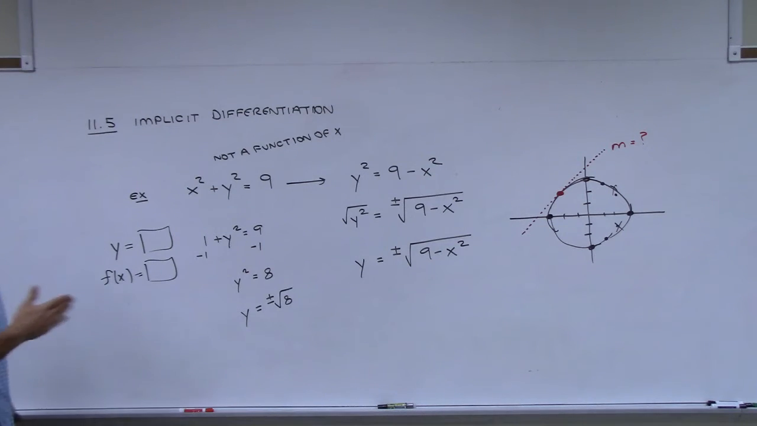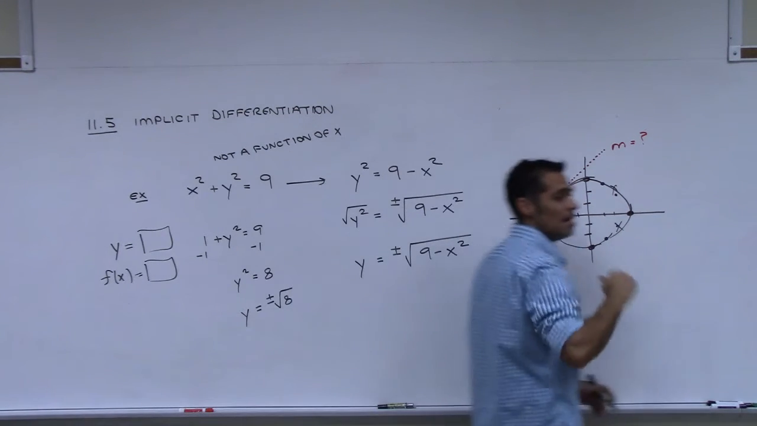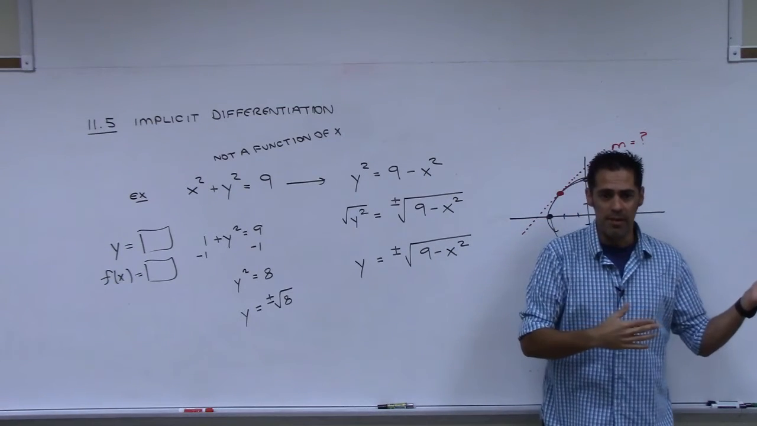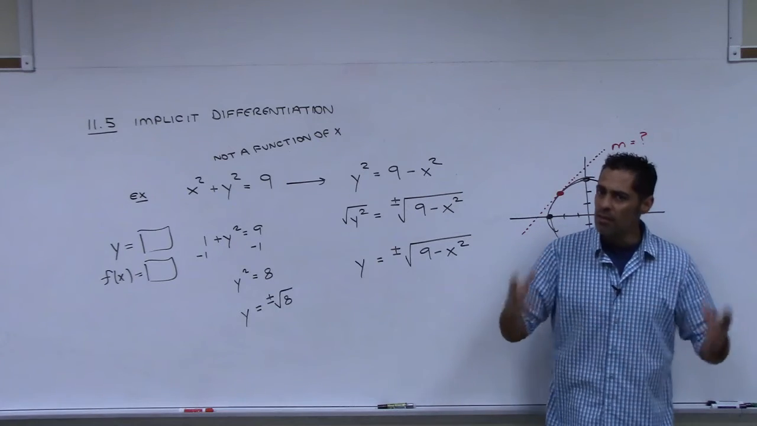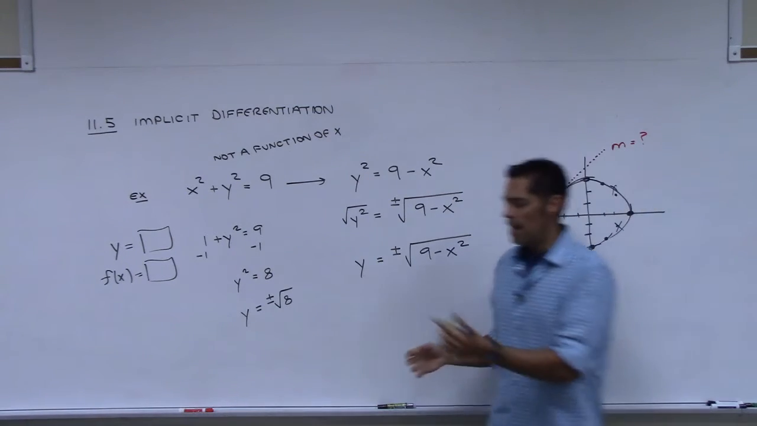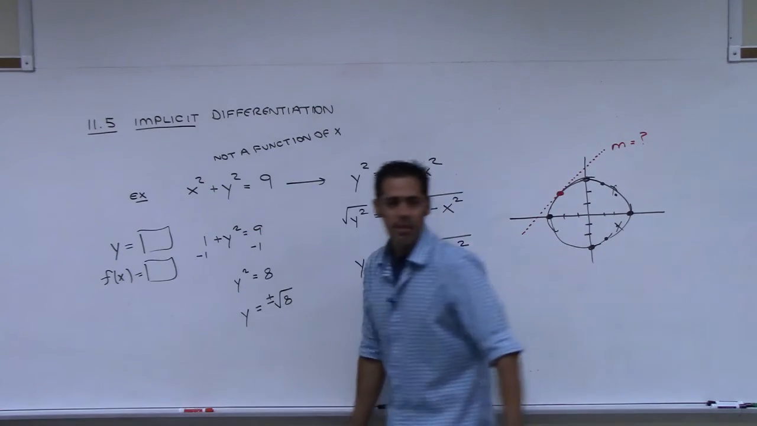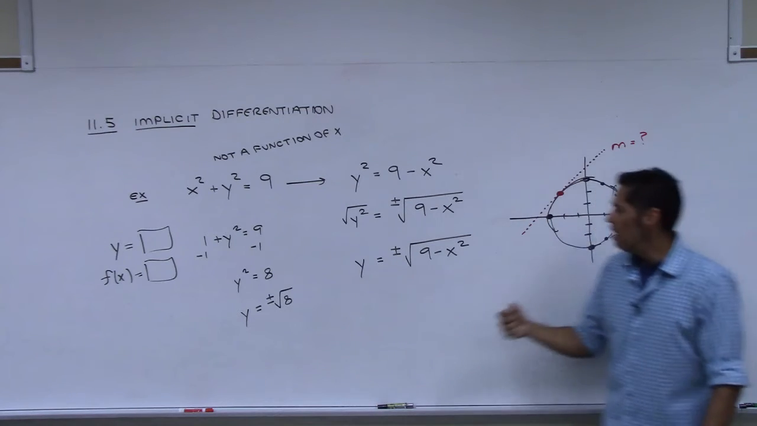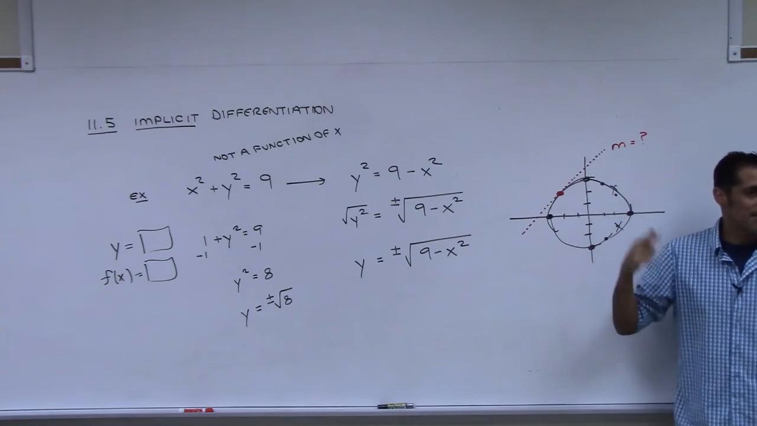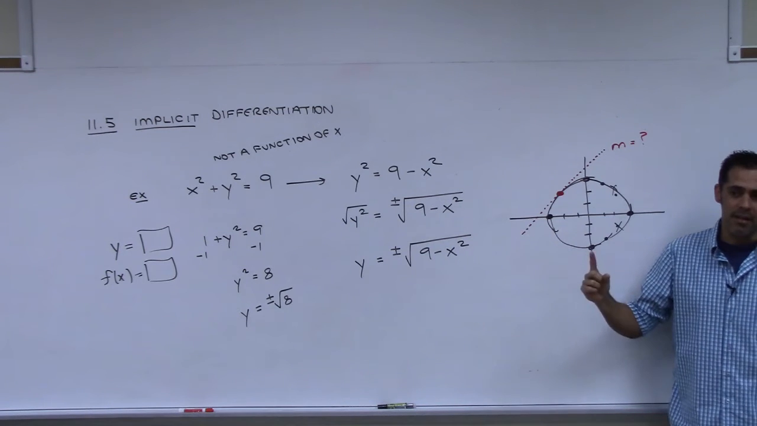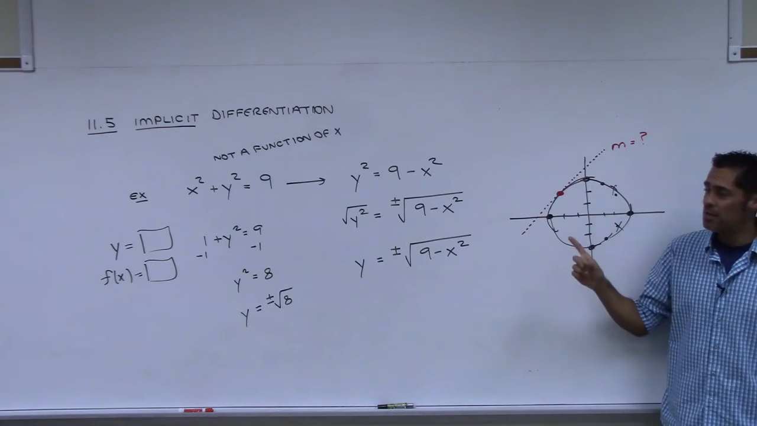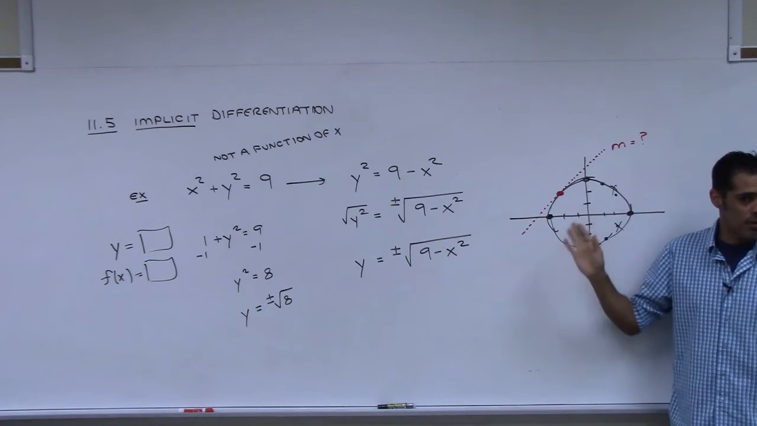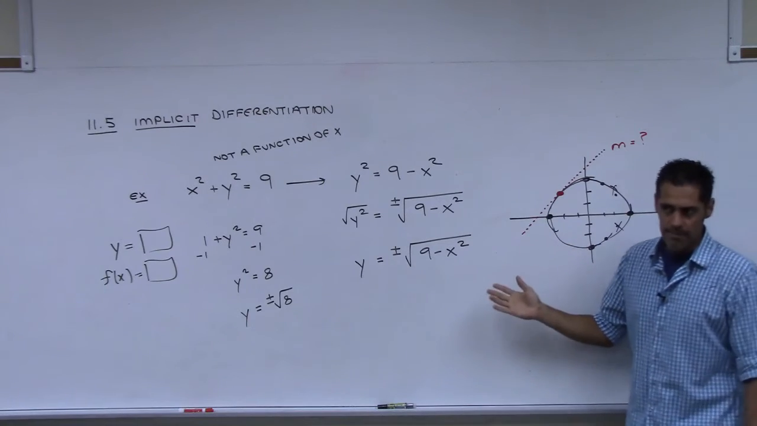So finding the slope of this red line is not going to be as easy as solving for y and then just doing a derivative. What we need is an entirely new kind of approach, and that's where this idea of implicit differentiation comes from. All right? It's going to allow us to take derivatives of graphs that do not pass the vertical line test. All right, let me say that again. Implicit differentiation is going to allow us to take the derivative of graphs that do not pass the vertical line test. All right?